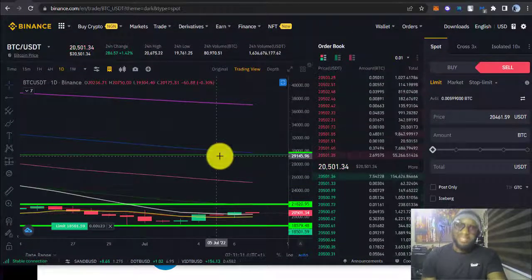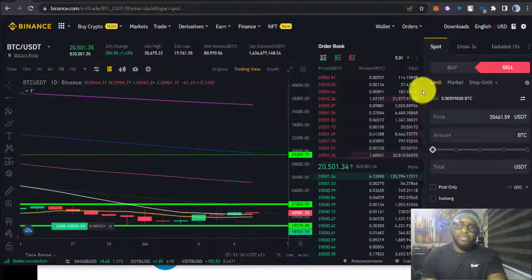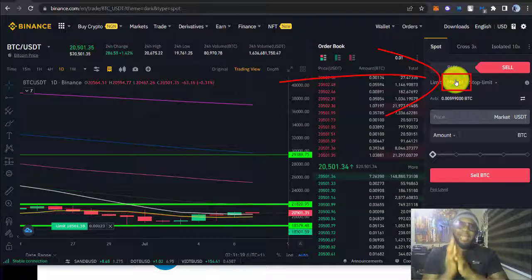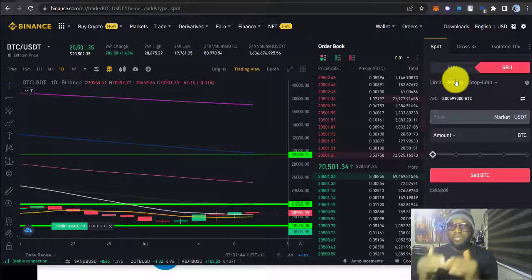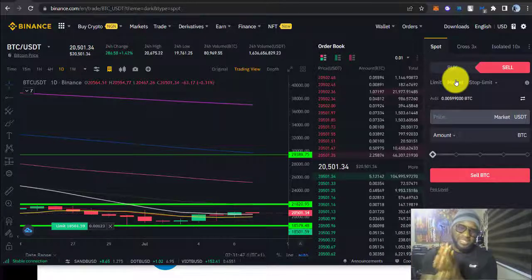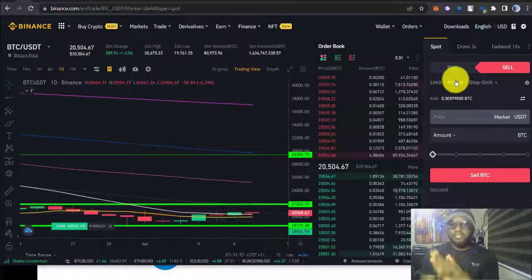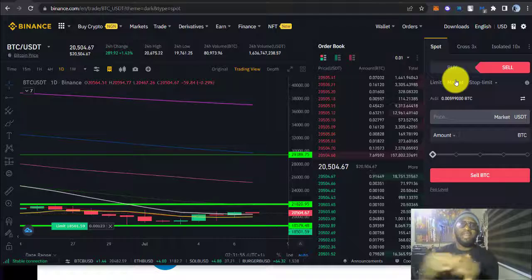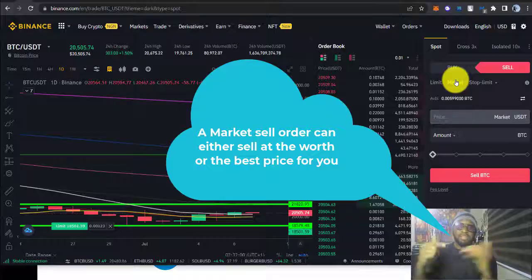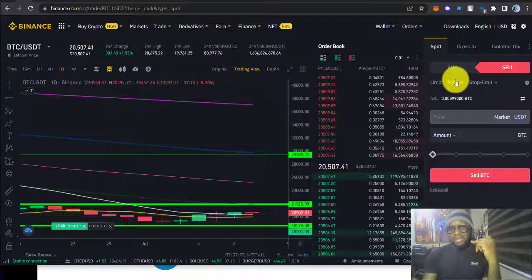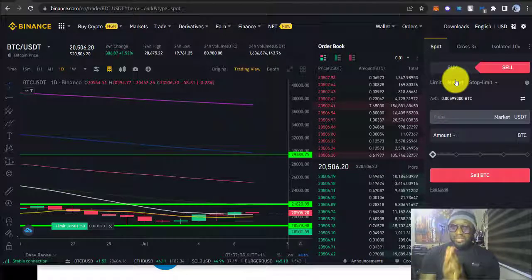Before I go to stop loss, if you're on sell and you go to the market tab, what the market tab does is sell at the exact market price. If you use market selling, it can sell at the worst or at the best price. If the market is very volatile, going up and down, when you click sell it might take some time to execute, and by the time it executes, it may end up executing at the worst price for you or the best price for you. So the best thing to use is actually limit stop loss.